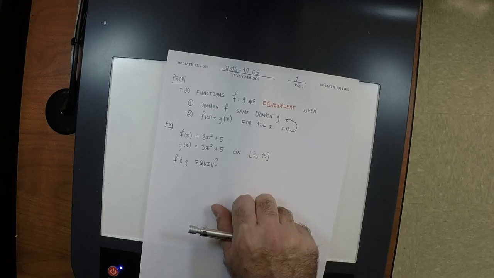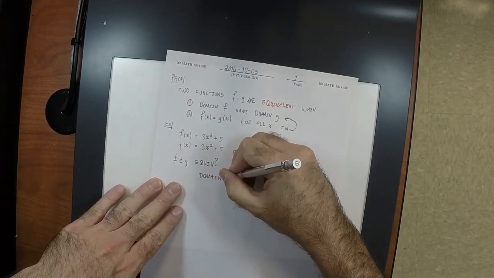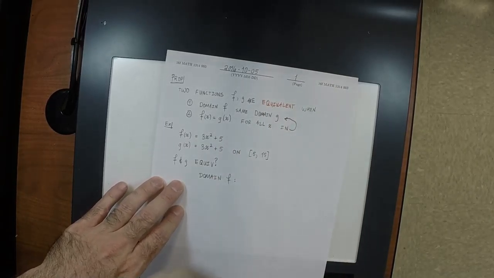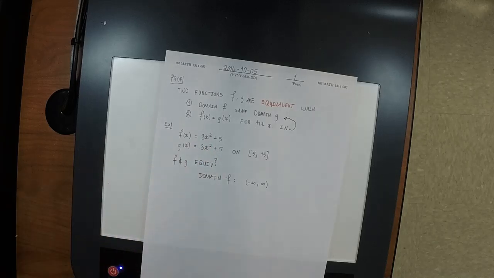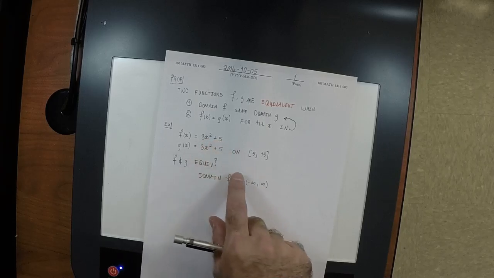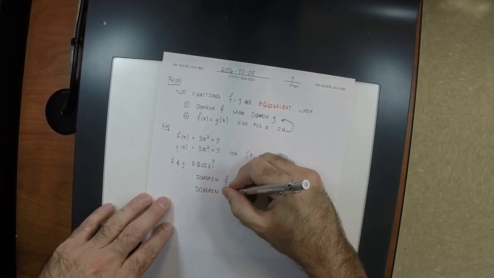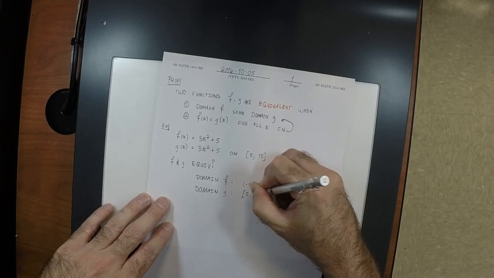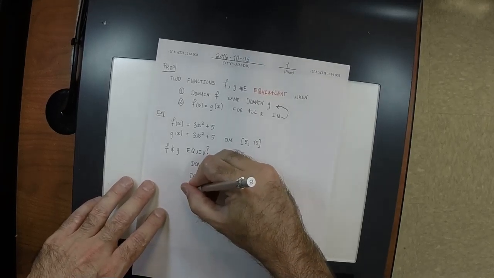So why not? Domain. What's the domain of F? All reals. Remember that the standing rule is that for a function defined by an expression, if the domain is not explicitly specified, then the domain is understood to be the natural domain of the expression which defines it. So the natural domain of 3x squared plus 5 is all reals, and F's domain is all reals. What's G's domain? 5 to 15. Are these two domains the same? They're not. So the answer is no, they're not equivalent.